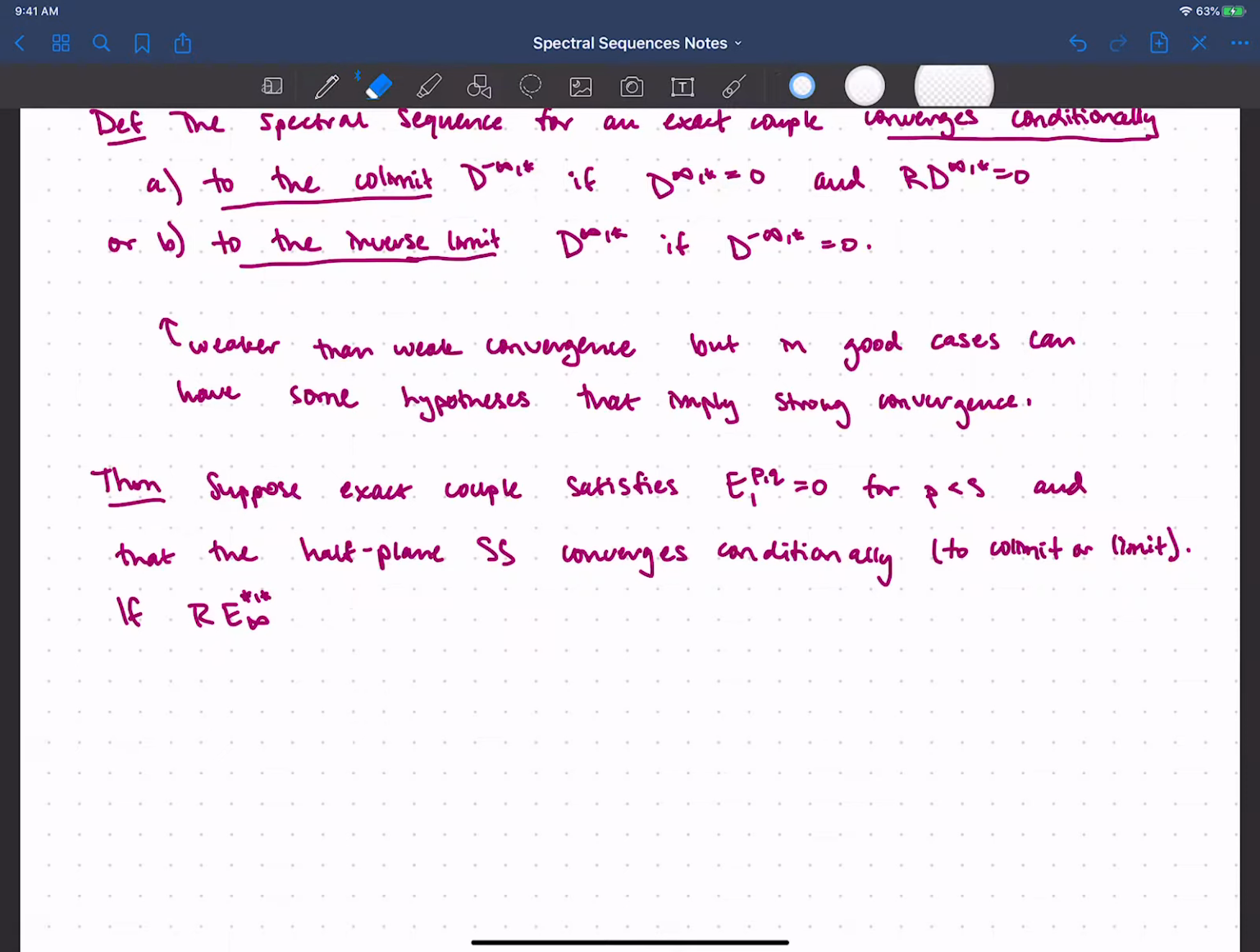Then, oh, sorry, I didn't write vanishes. If this is 0, then the spectral sequence converges strongly. Okay, so that's a pretty neat thing. It's really saying this: our E infinity term is our obstruction to strong convergence, right? And so we can hopefully compute that thing, and if we can show that it vanishes, then conditional convergence can give us strong convergence.